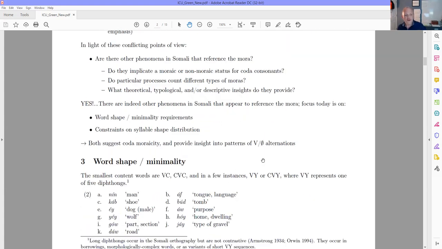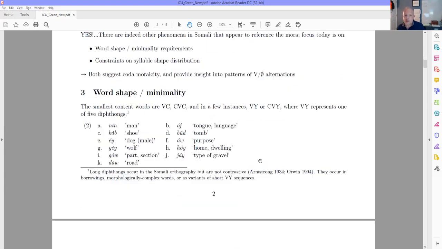All right, so starting with word shape and minimality, the smallest content words in Somali are VC, CVC, and in a few instances we have shapes that involve glides, which I've listed here as a capital Y. So vowel glide, C vowel glide. This vowel glide represents one of five diphthongs. I should note for those of you who might be familiar with Somali that long diphthongs occur in the Somali orthography, but they are well known to not be contrastive. They are associated with borrowings, morphologically complex words where there's coalescence involved, and they're also listed variants of short vowel glide sequences.